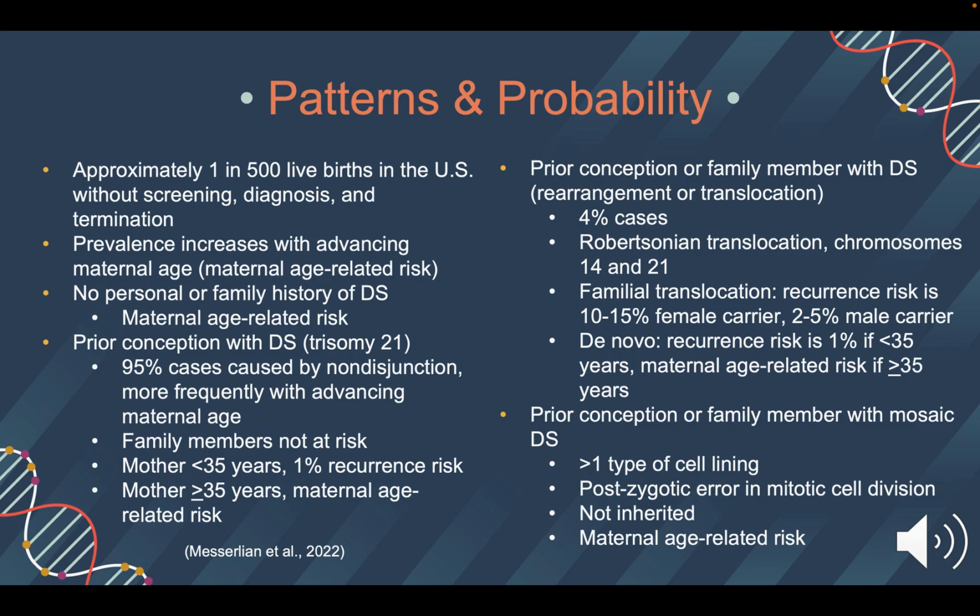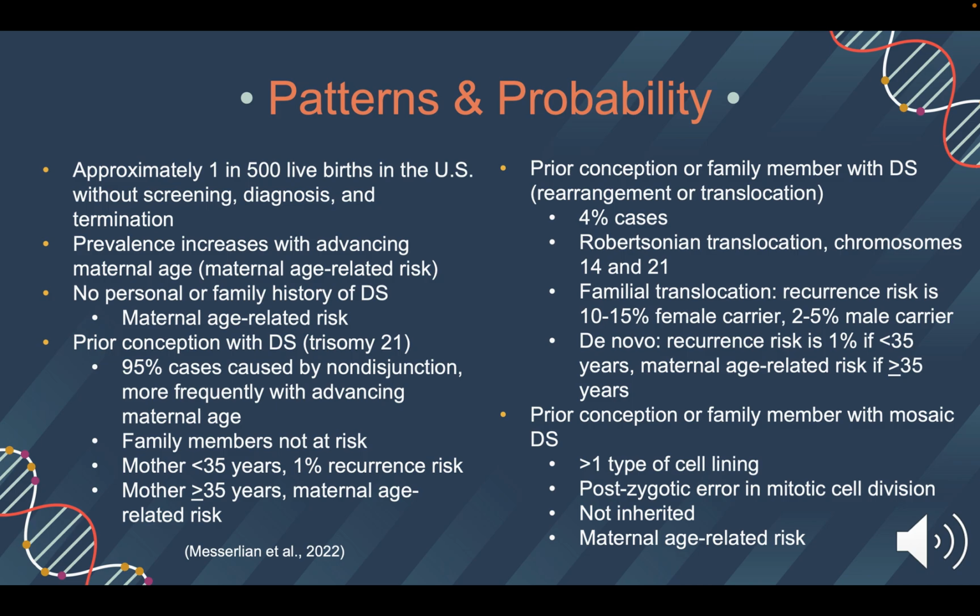Patterns and probability. The prevalence of trisomy 21 is approximately 1 in 500 live births in the United States without any screening, diagnosis, or pregnancy termination. The prevalence increases with advancing maternal age, which is referred to as maternal age-related risk. If there is no personal or family history of Down syndrome, the risk of Down syndrome is based on the maternal age at the expected date of delivery.